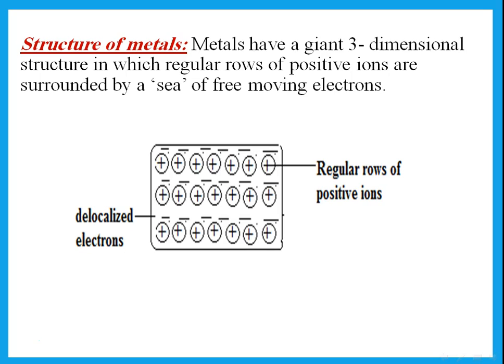Since the metals, each atom has 1 or 2 or 3 electrons in its outer shell, because we said metals are basically in group 1, group 2, group 3, and everything in between. So each atom has 1 or 2 or 3 electrons in its outermost shell that it really doesn't want. So these outermost electrons are sort of floating around the atom. So the atom is no longer a neutral atom, it is now a positive ion.